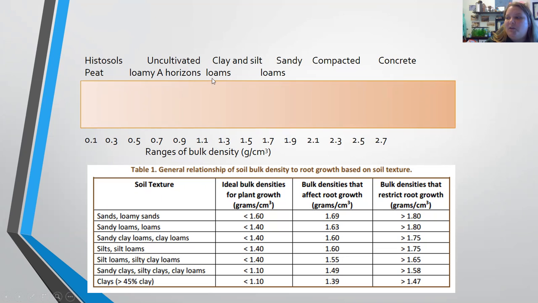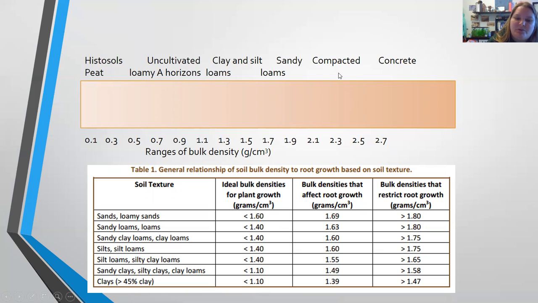On uncultivated loamy A horizons, you're getting up towards 1. And then your clay and silt loams, if you look down here, you can see it listed on the table too, they're typically around 1.3. This shows them at being less than 1.4. Sandy soils are typically less than 1.6. So we're heading up towards a compacted area.